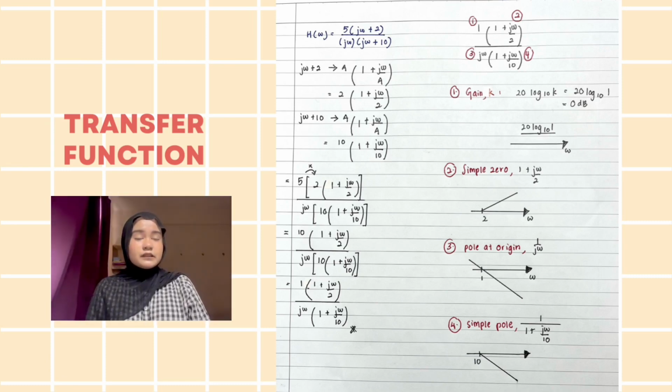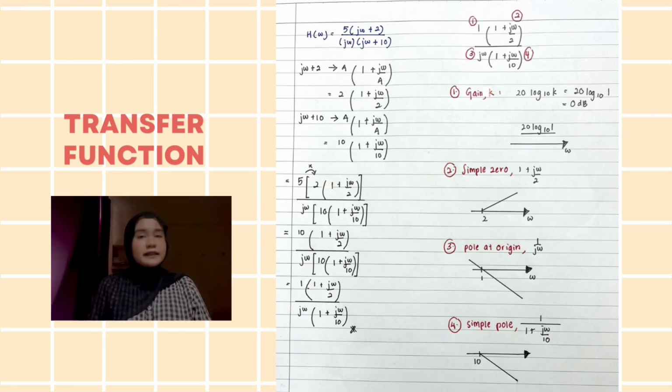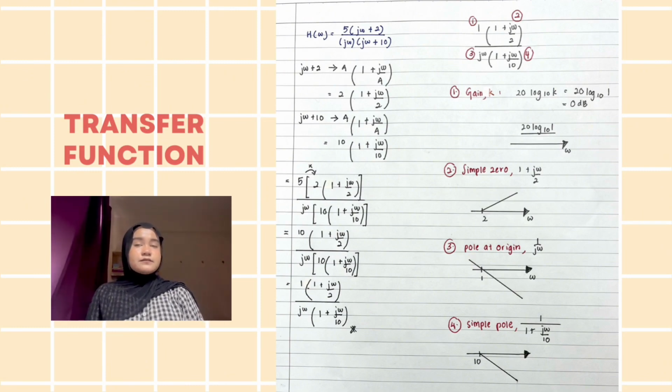Next, we substitute the answers into the equation and simplify the constant, which is 10 bracket 1 plus j omega over 2 over 10 j omega bracket 1 plus j omega over 10. Then we cancel out the 10. The result is 1 plus j omega over 2 over j omega times 1 plus j omega over 10. And then the next step is the Bode plot.